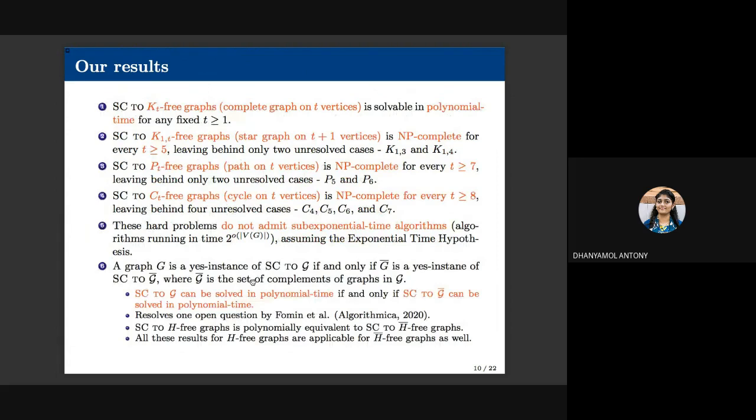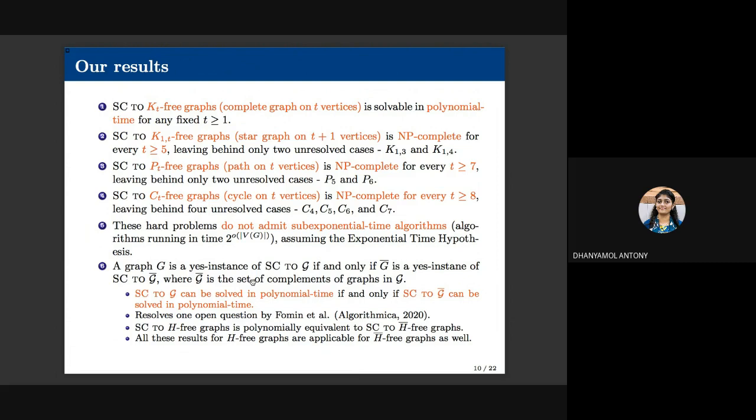We also proved that a graph G is a yes instance of SC to script G if and only if G complement is a yes instance of SC to script G complement, where script G complement is the set of complements of graphs in script G. This result implies that SC to script G can be solved in polynomial time if and only if SC to script G complement can be solved in polynomial time. Thus, it resolves an open question by Fomin et al.